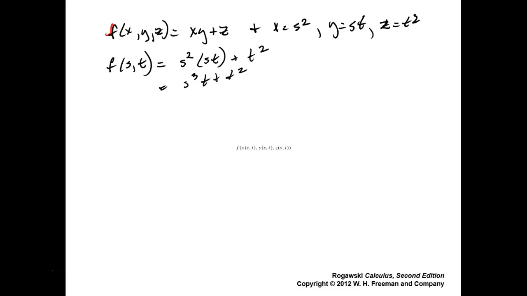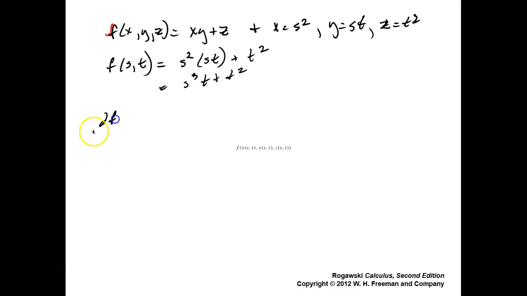Yep, that's all there is to it. s cubed t plus t squared. All right. Now, if we were taking a derivative of that function, the chain rule expresses the derivative of f with respect to the independent variables, and with respect to the other variables as well. Not just that function we did, but any of them.